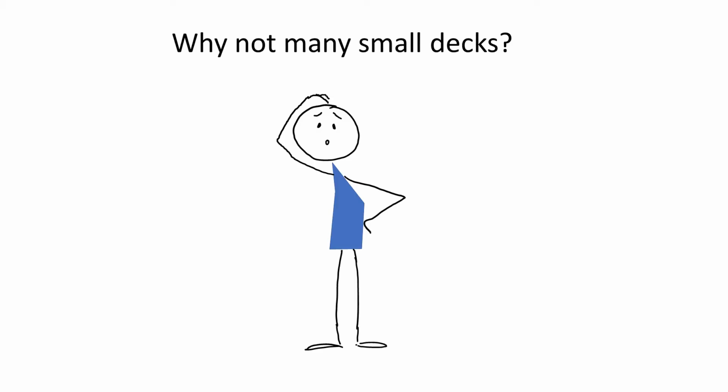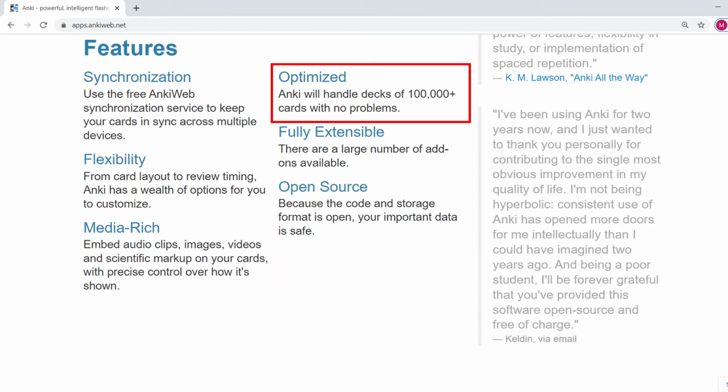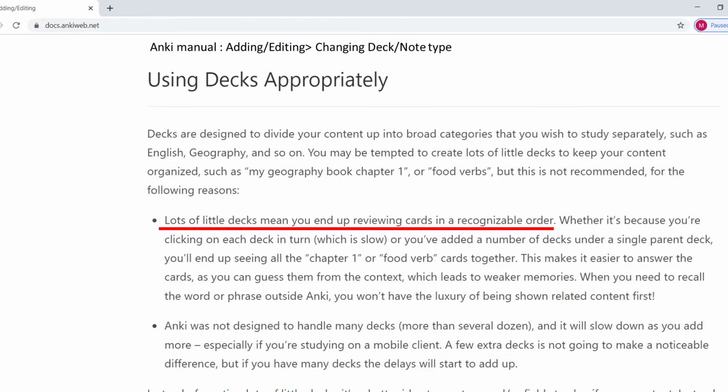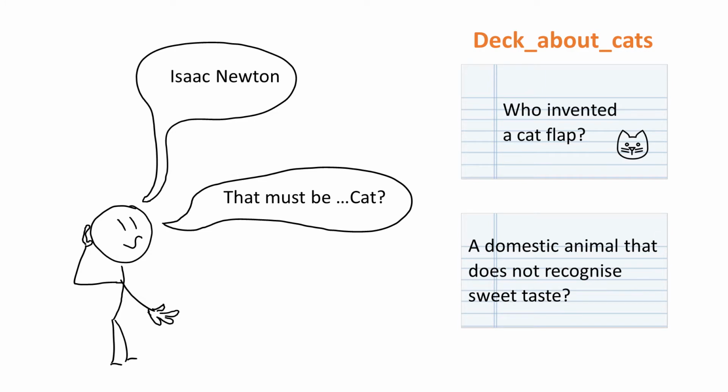You can ask why we cannot simply create one deck for each chapter in the book. The answer is that Anki is not designed to handle many decks, not more than several dozen. And if you have much more, Anki will start to slow down, especially on a mobile client. However, each deck is designed to hold more than 100,000 cards. This design, which favors big decks, is actually beneficial for learning. It makes the learning experience more holistic. With small decks, you can often guess the answer from the context.